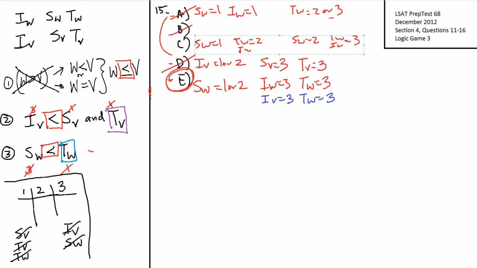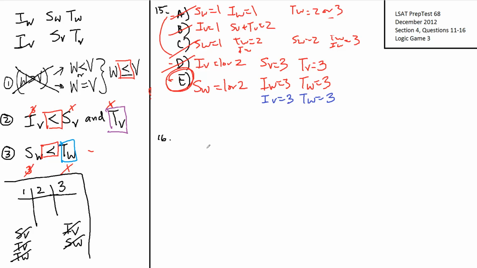Answer choice B is the voicemail targets, and that works exactly the same way, right? All you need is IV is less than SV and TV, so IV is just 1, SV and TV are 2, and then for the websites, as long as SW is less than TW, well, SW can be 1, TW can be 2, and that's fine. Okay. Now finally 16.